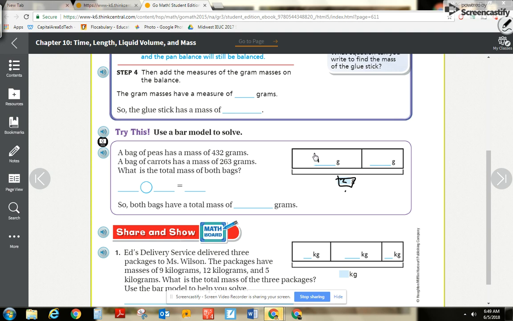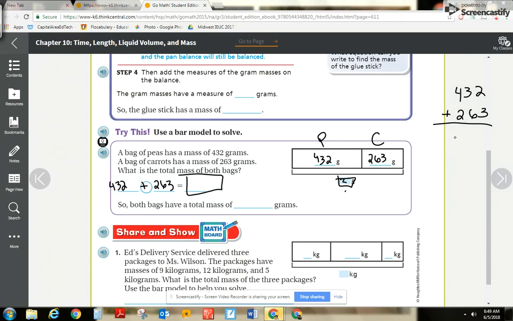And peas are going to be here because 432 is larger than 263. I could label it peas and carrots. I don't know who would want to eat that many peas, but I guess that's not important for this problem. So we want to find the total mass, and you're just going to add these together. So you're going to do 432 plus 263 grams to give us our total here. Now, solving this problem horizontally is not a good option. You should rewrite it vertically and line up your place value.